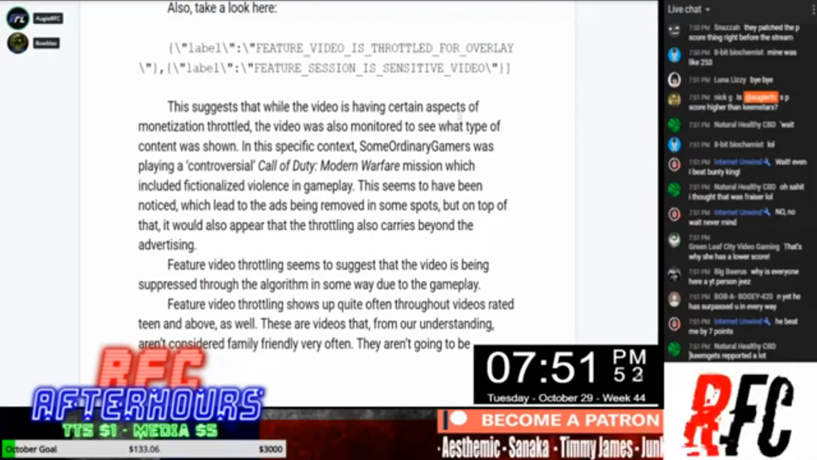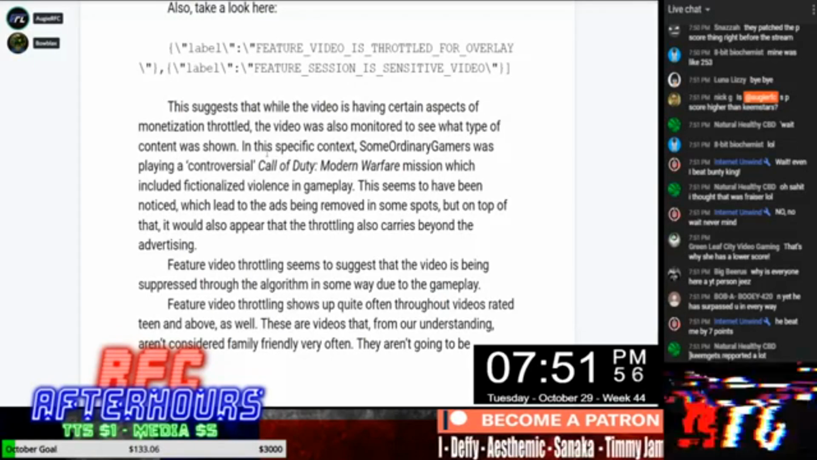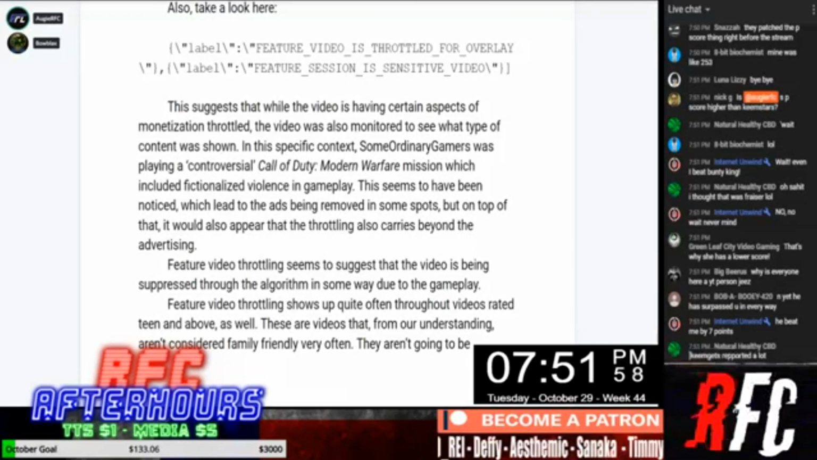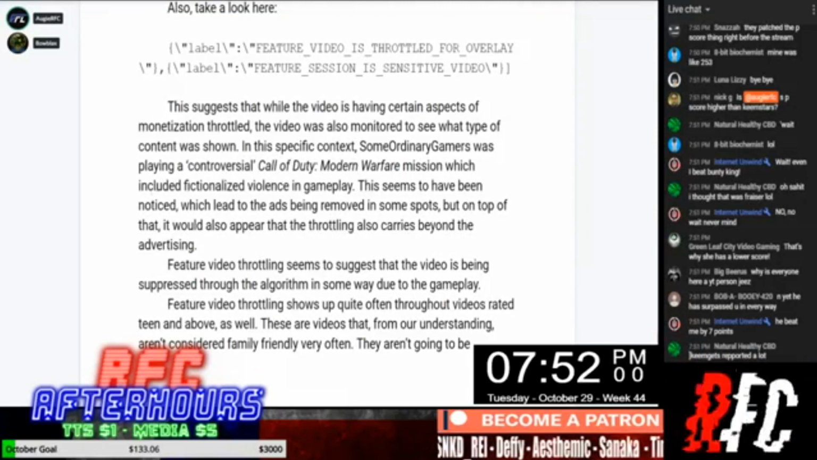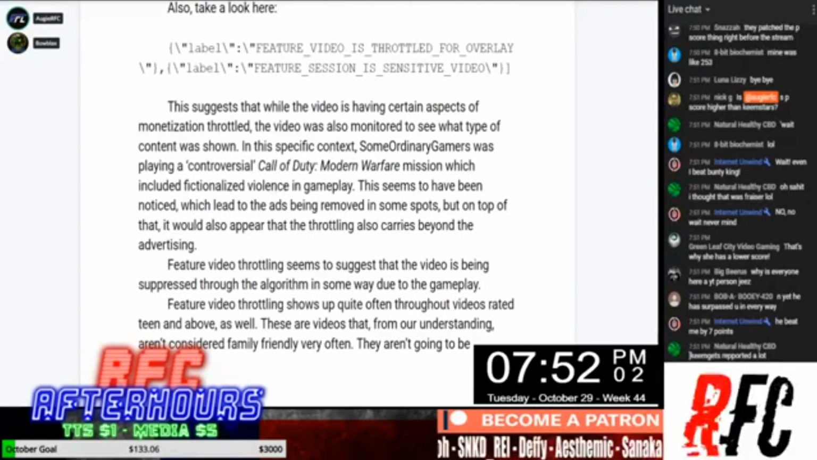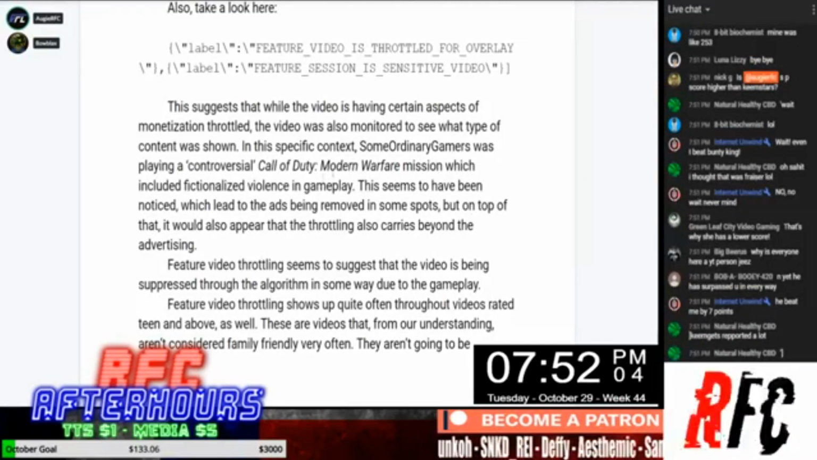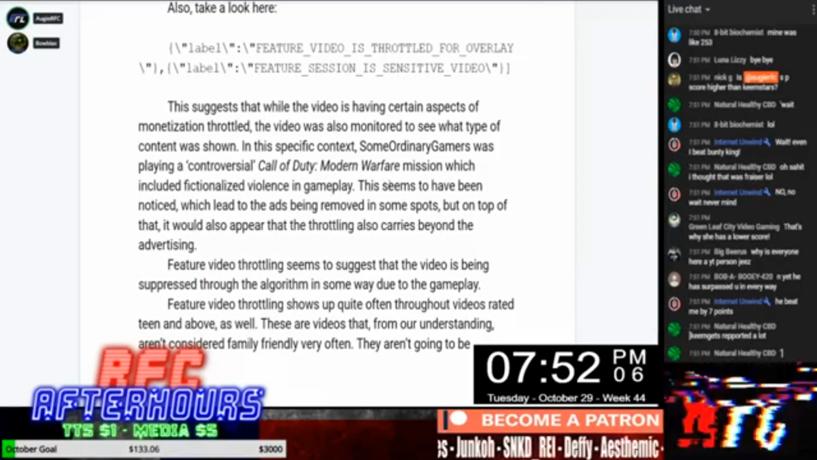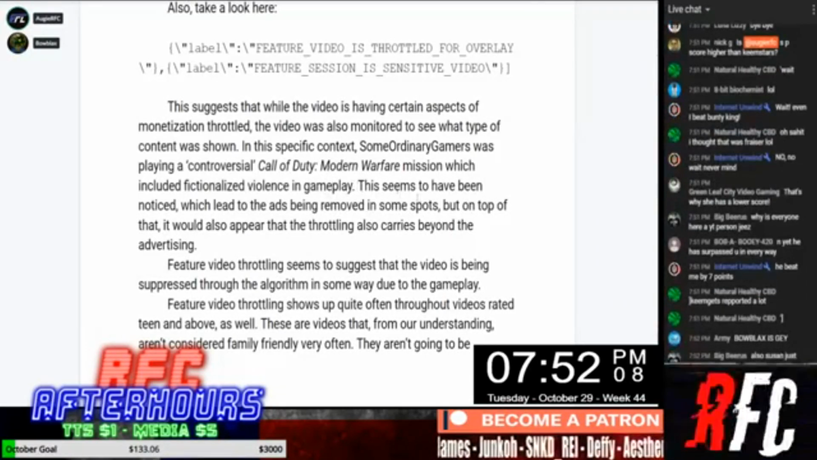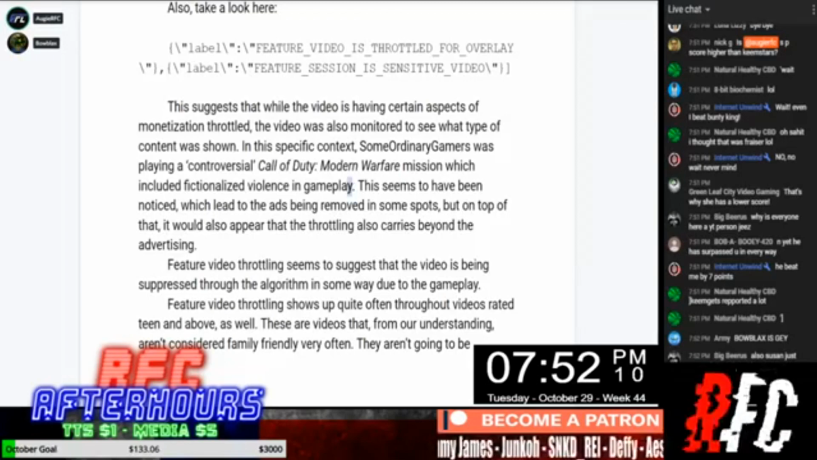This suggests that while the video was having certain aspects of monetization throttled, the video was also monitored to see what type of content was shown. In this specific context, some ordinary gamers were playing a controversial Call of Duty mission, which included fictionalized violence and gameplay. No shit, it's a first-person shooter. Of course there's gonna be violence. This is the world we live in. We can't even show violence anymore.